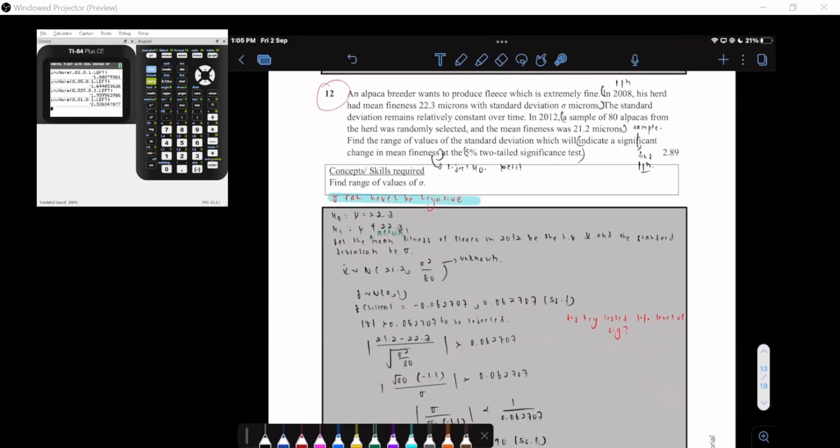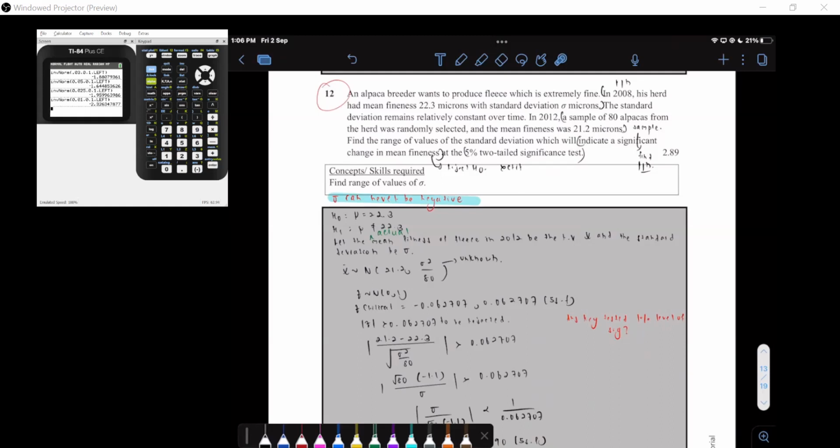An alpaca breeder wants to produce fleece which is extremely fine. In 2008, his herd had mean fineness of 22.3 microns with standard deviation sigma microns. The standard deviation remains relatively constant over time. In 2012, a sample of 80 alpacas from the herd was randomly selected. The mean fineness was 21.2 microns. Find the range of values of the standard deviation, which will indicate a significant change in mean fineness at the 5% two-tailed significance test.